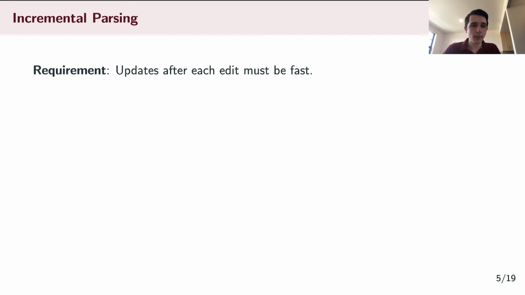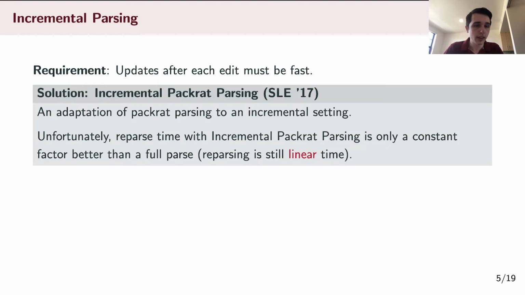Now we want to do incremental parsing. This means that after each edit to the document, the reparse must be fast. We want to be faster than just doing a full parse from scratch; in fact, we want to be asymptotically faster than that. The previous solution was incremental packrat parsing, which adapts packrat parsing, a way of handling the unlimited look-ahead in PEGs more efficiently, to an incremental setting.